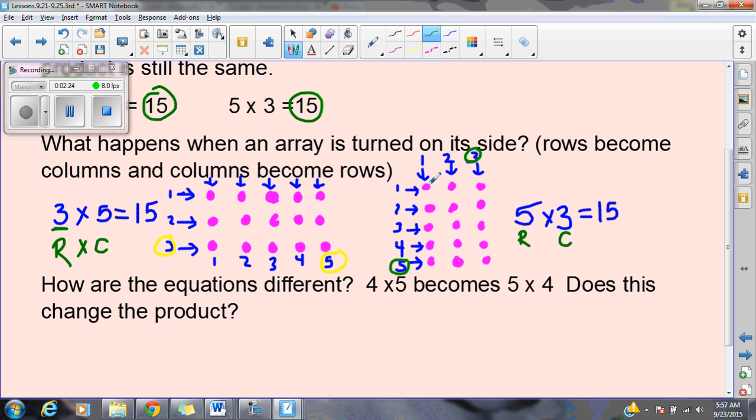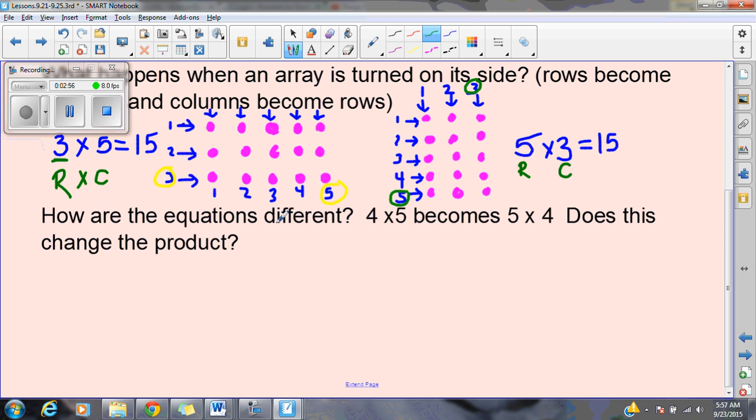Why? Because if you count, you still can count 15 dots or objects in the array. So you can count by 3, 3, 6, 9, 12, 15. You can count by 5, 5, 10, 15. And the same here. 5, 10, 15, or 3, 6, 9, 12, 15. Again, this is called the commutative property, and we used an array to show you what that means.